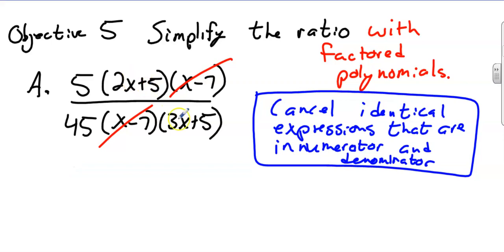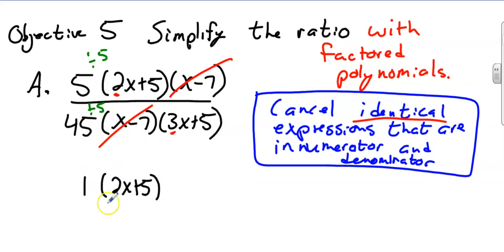Okay, the 2x plus 5 and 3x plus 5, those won't cancel because this 2 is different than 3. And again, even if they're just that one little bit different, you cannot simplify them. They have to be identical. So those two things will stay. You do have 5 and 45. So this one you can divide them both by 5. Okay, so that'll leave you with 1 on the top and then 2x plus 5.